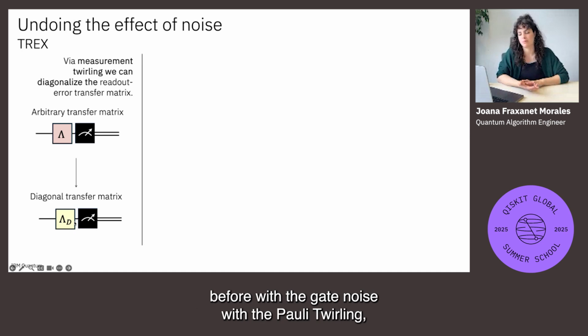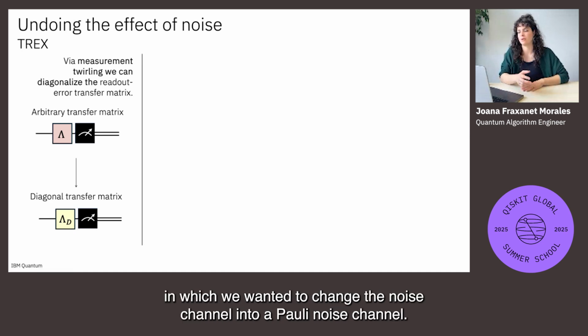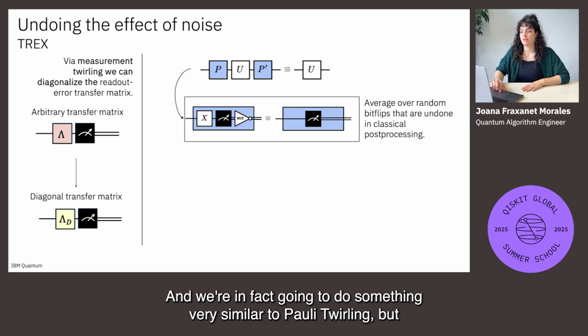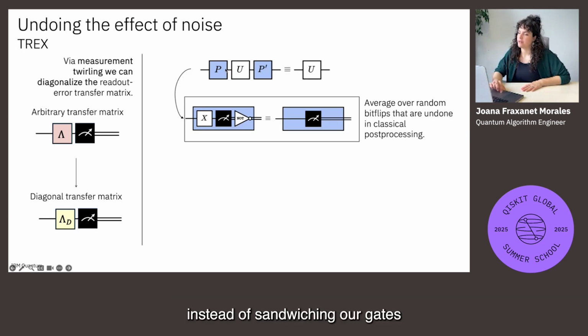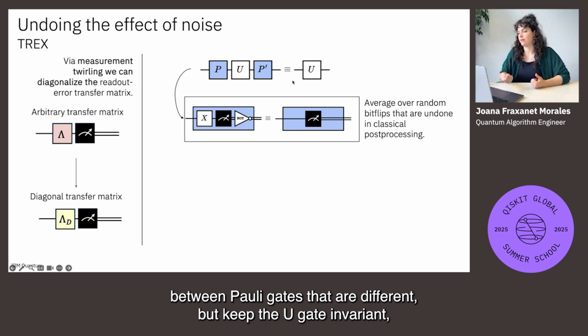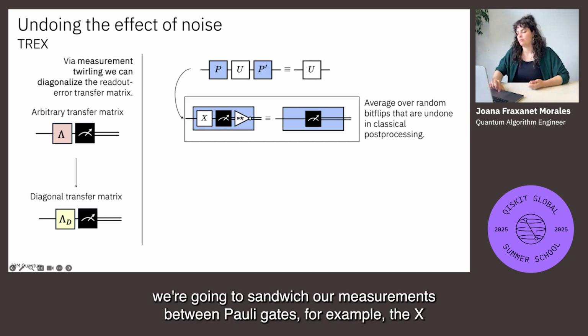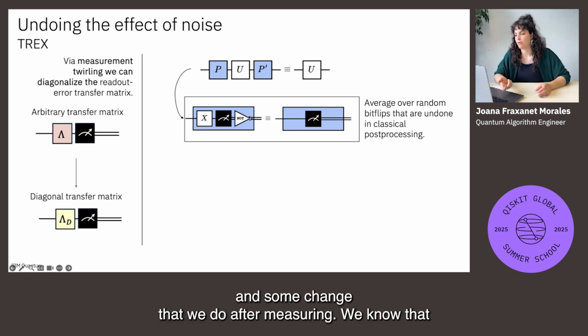It's similar to what we had before with the gate noise, with the Pauli twirling, in which you wanted to change a noise channel to a Pauli noise channel. And we're in fact going to do something very similar to the Pauli twirling. Instead of sandwiching our gates between Pauli gates that are different but keep the gate invariant, we're going to sandwich our measurements between Pauli gates, for example, the X, and some change that we do after measuring.